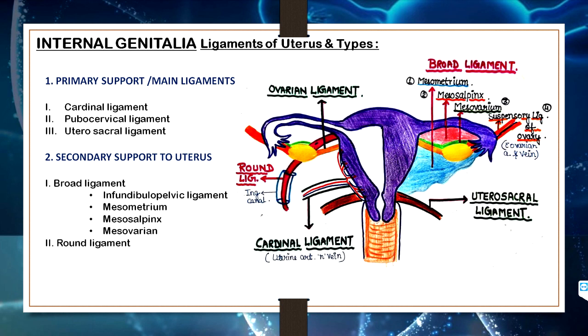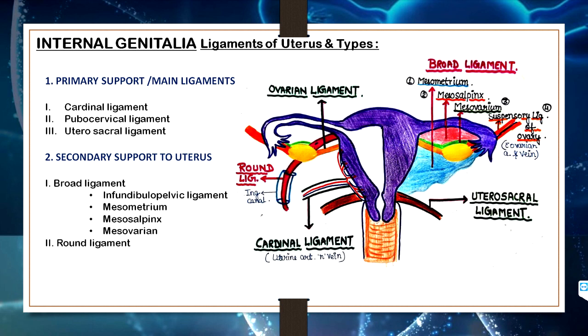So I hope you must have seen this diagram, and it is very clearly drawn and colored with three different colors: red, green, and blue color. And the suspensory ligament of ovary with the dark red color. So I hope you will learn easily.